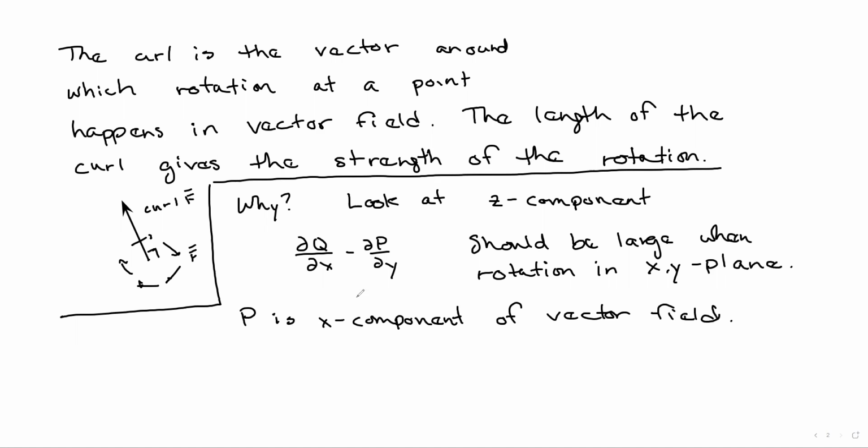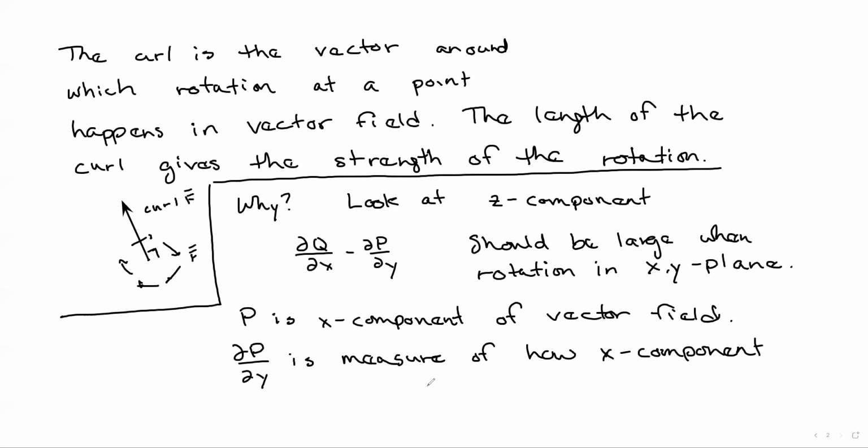P is the x component from the vector field. And that means if we look at the change in P with respect to y, the partial of P with respect to y, it's going to be a measure of how the x component changes as we move in the y direction. The partial with respect to y is how the underlying thing changes as we move in the y direction.